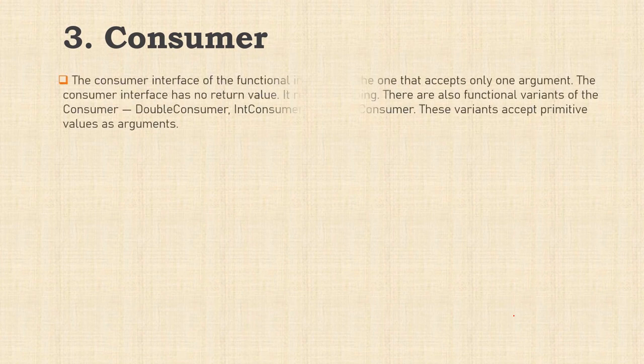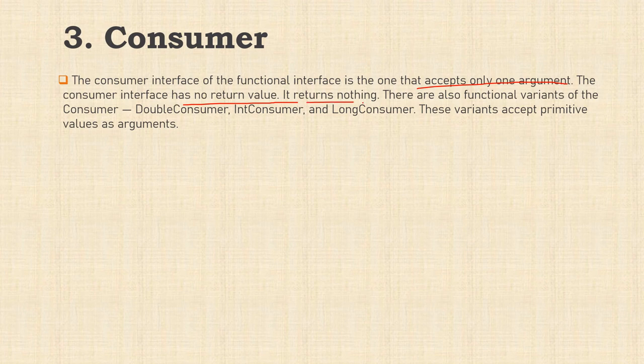So third will be our consumer. So we'll try to understand what the consumer interface is. The consumer interface of the functional interface is one that accepts only one argument. So here it accepts only one argument. Okay, and the consumer interface has no return value. So there is no return value for consumer. It is very important, so try to understand. It takes only one argument and returns no value. It returns nothing.